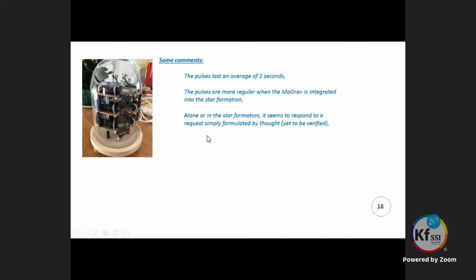When the Magrav is alone or when it's in star formation, it seems to respond to a request simply formulated by souls. It's very strange.